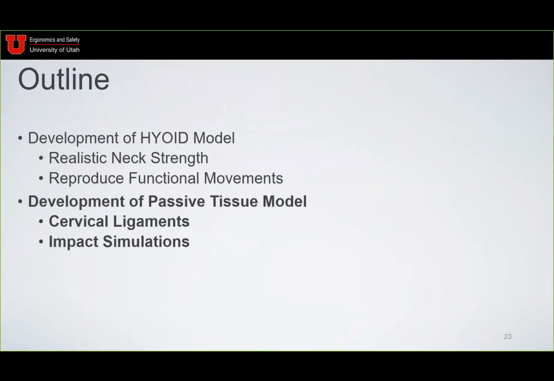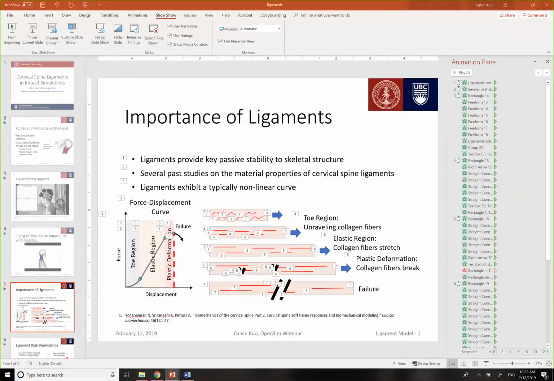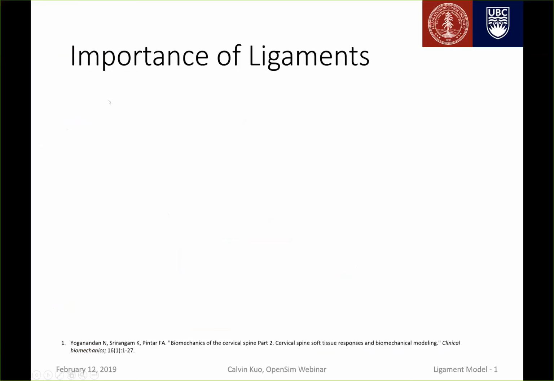All right, thanks, John. So now that John has walked through the addition of the hyoid flexor muscles to the model, I'm going to discuss the addition of passive ligaments to the cervical spine. While the hyoid flexor muscles provide additional flexion moment to the head and neck for physiological movements, we found that the additional flexion moment was still not enough to stabilize the head following impacts to the front of the head.